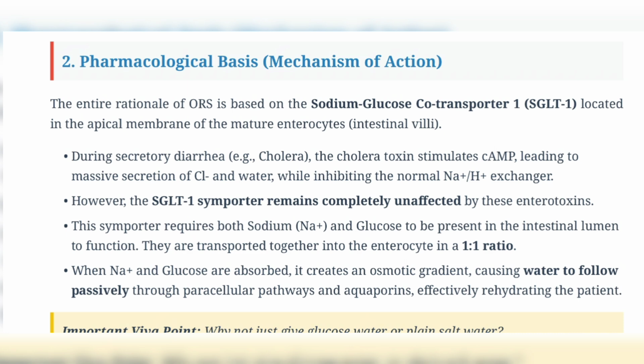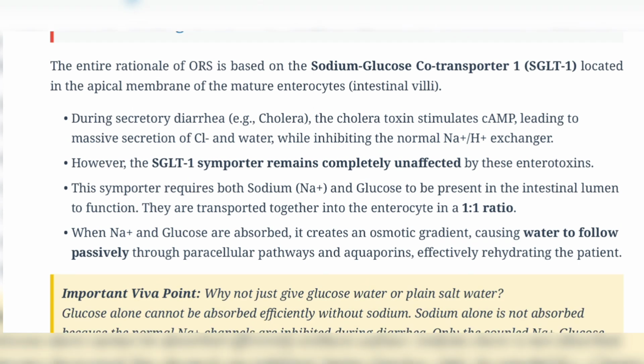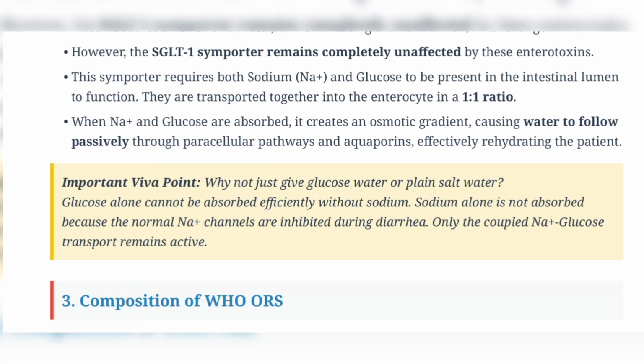This importer requires both sodium and glucose to be present in the intestinal lumen to function. They are transported together into the enterocyte in a 1 to 1 ratio. When sodium and glucose are absorbed, it creates an osmotic gradient, causing water to flow passively through paracellular pathways and aquaporins, effectively rehydrating the patient.